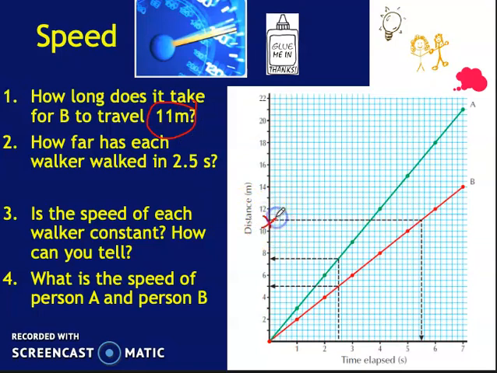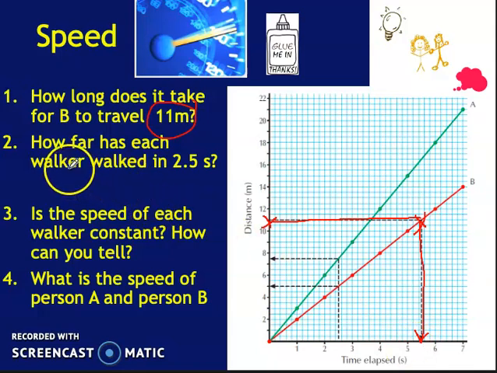And to figure out the time, we go for a little walk. And when we hit our B, because it's B that we're interested in, when we hit the axis, so at this point here, we drop down. So on this particular graph, we can see that at 11 meters, it's taken 5.5 seconds to get there.